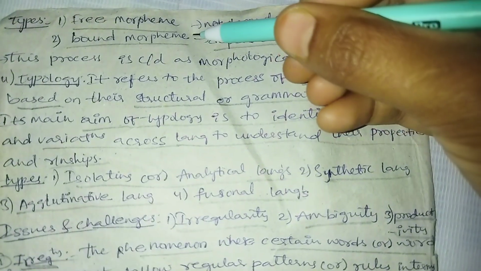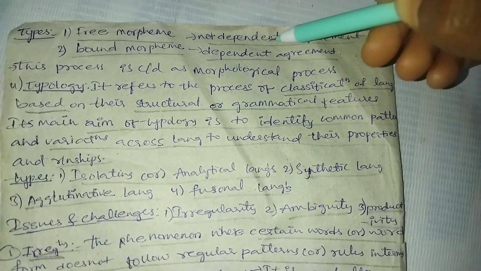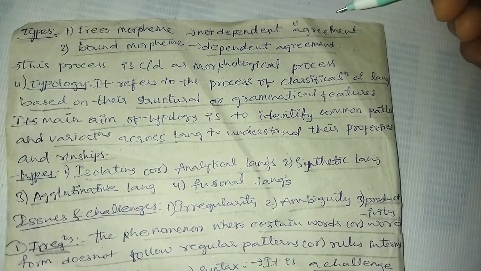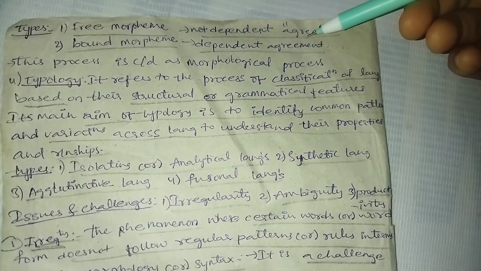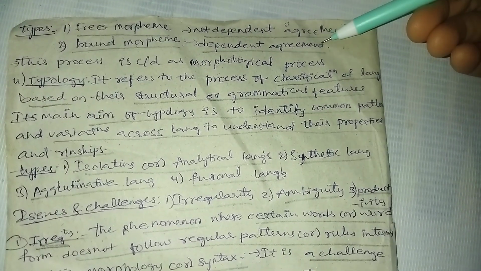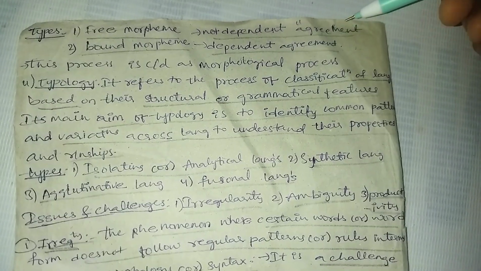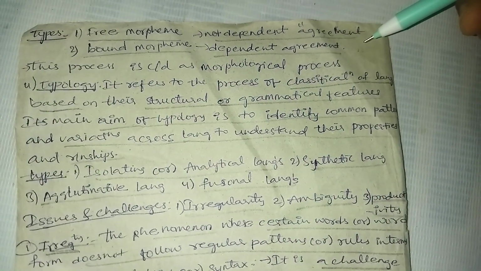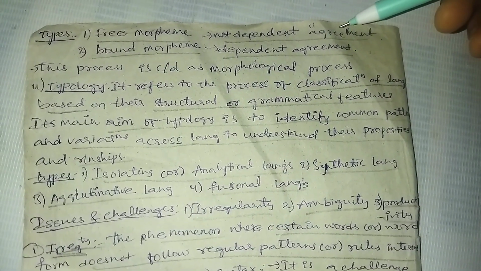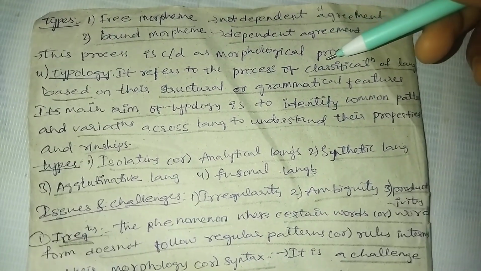We have two types of morphemes: free morpheme and bound morpheme. Free morpheme is the independent morpheme. It does not depend on any other word or morpheme. Bound morpheme is the dependent morpheme. It depends on a particular word, like in agreement. Free morpheme is the opposite of the bound morpheme concept. This is also known as the morphological process.